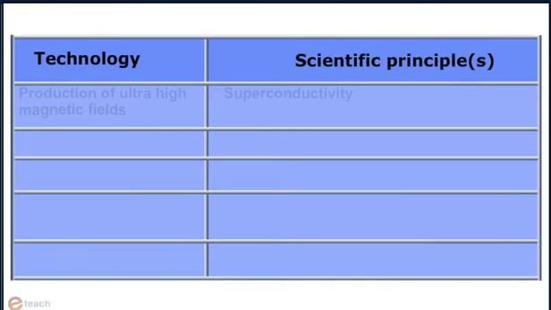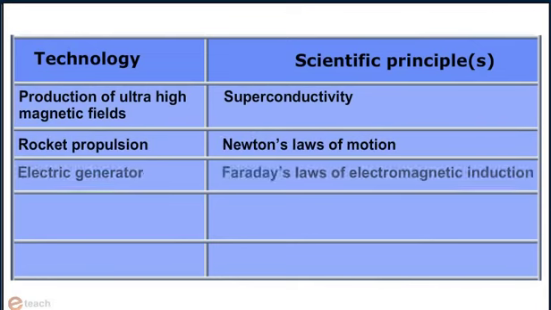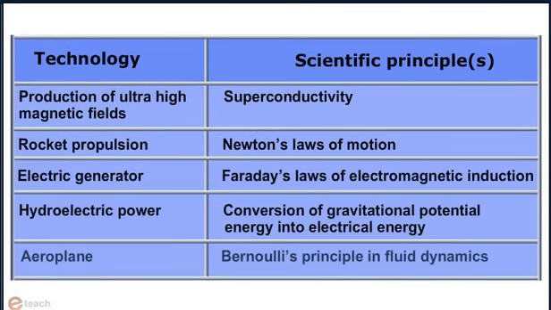Production of ultra-high magnetic fields are based upon superconductivity. Rocket propulsion is based upon Newton's laws of motion. Electric generator is based on Faraday's laws of electromagnetic induction. Hydroelectric power is based upon conversion of gravitational potential energy into electrical energy.